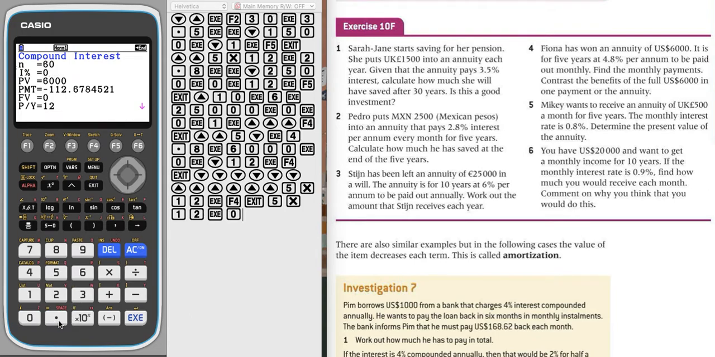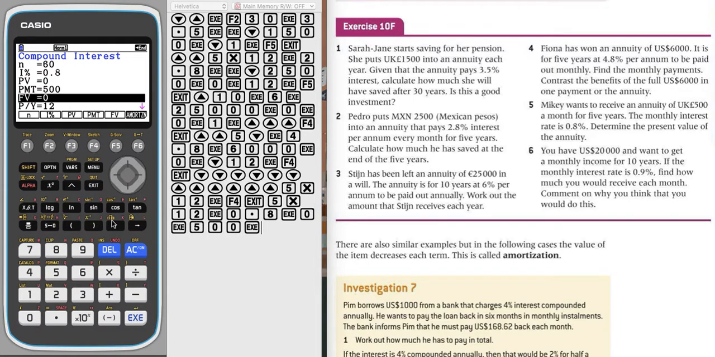Interest, 0.8. Present value, want to know that, so I'll just put it at 0. The payments are 500. Notice I'm not worrying too much about if it's positive or negative. And the future value will be 0. Payments per year is 12. Boom, boom. So I want the present value.